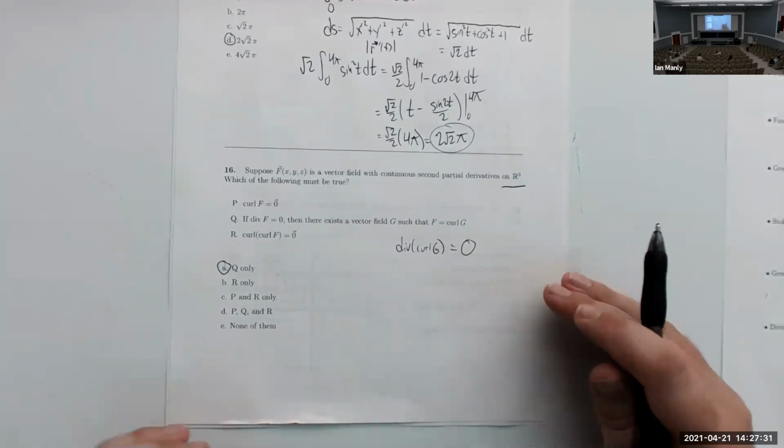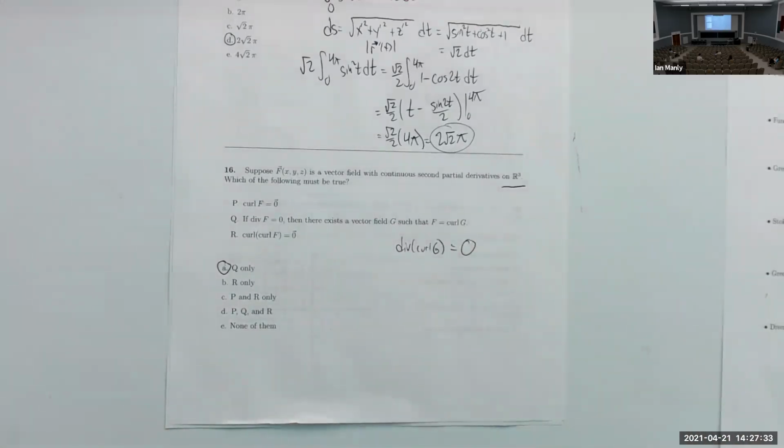Finally, we have the statement that the curl of the curl of F is always 0. There are a lot of interesting relationships between curl and divergence and when you apply them to themselves. But curl of the curl isn't one of them. That's not something that's automatically going to equal 0 for any reason. So that one's not necessarily true. I'm sure there are vector fields where that is true, but it doesn't have to be true in general.